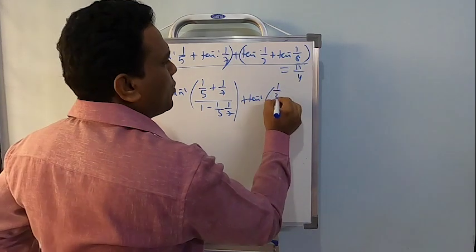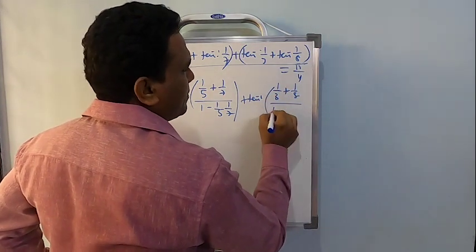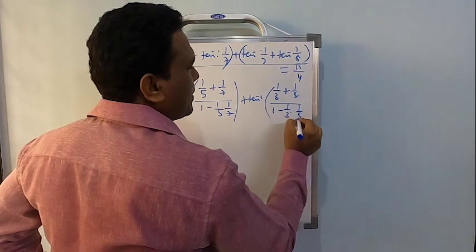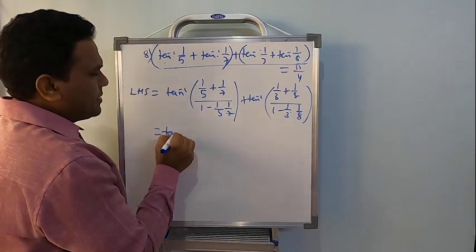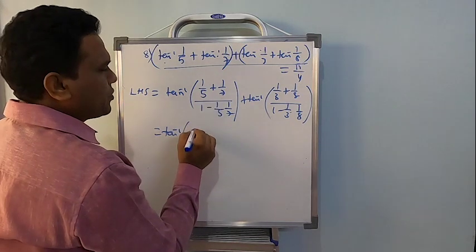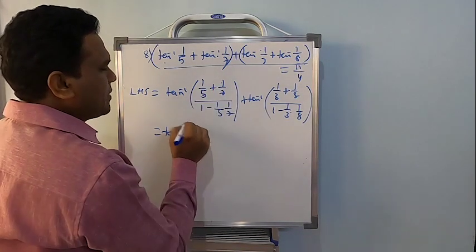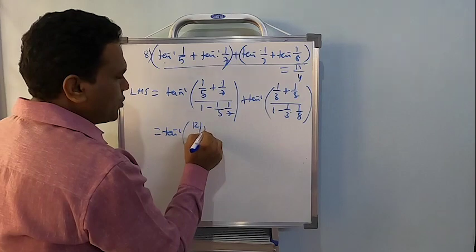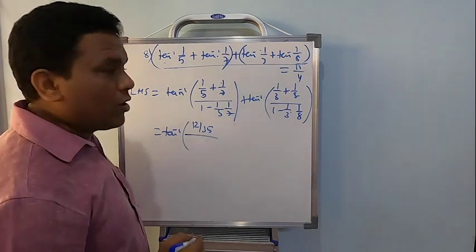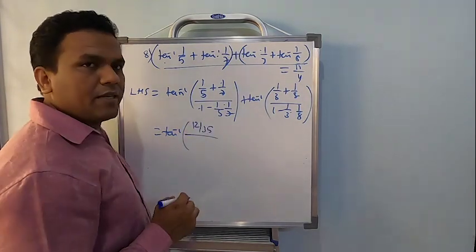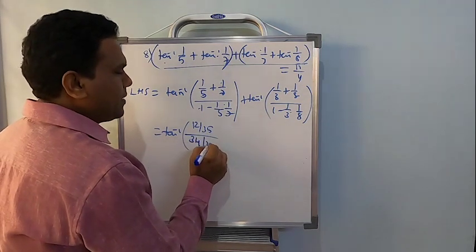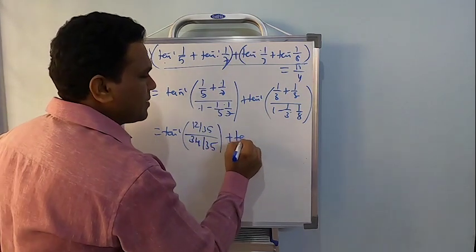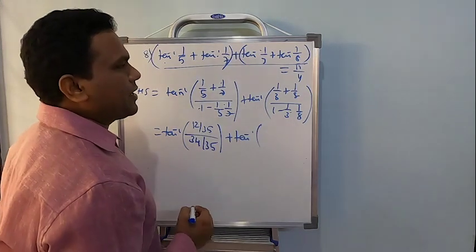What is the next one? 1 by 3 plus 1 by 8 minus 1 by 3 multiplied by 1 by 8. Let's keep simplifying this. So on taking LCM for the numerator, which is 35, so it's going to be how much? 7 plus 5. 7 plus 5 is going to be 12. So 12 by 35, and in denominator 35 minus 1. 35 minus 1, 34. So that's going to be 34 by 35 plus second term simplification.